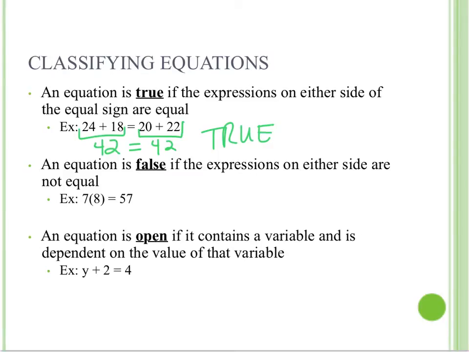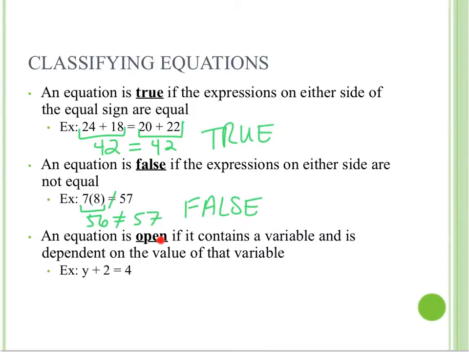The second classification is false. An equation is false if the expressions on either side are not equal. So go ahead and look at this example. 7 times 8 is 56. 56 is not equal to 57. So this equation is false.